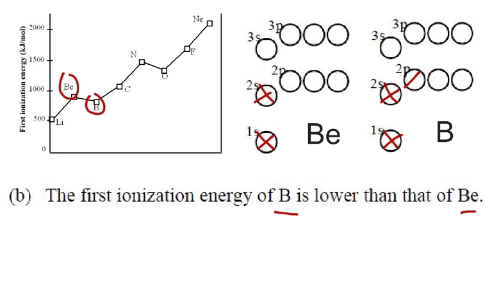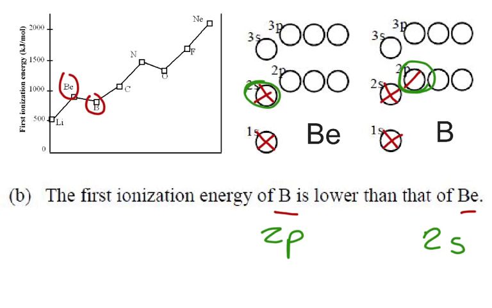So what happens here is the electron that we're trying to remove from boron is actually coming from a 2p orbital, where this one is coming from a 2s orbital. So that's one big idea here. For boron, it's coming from 2p. For beryllium, it's coming from the 2s.